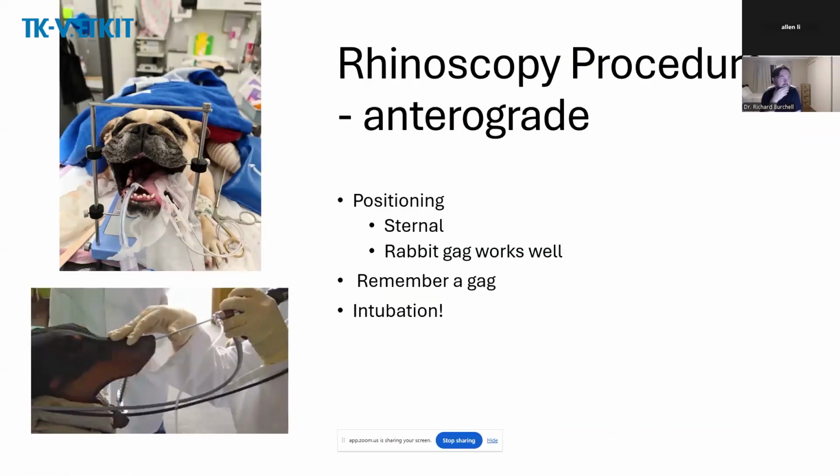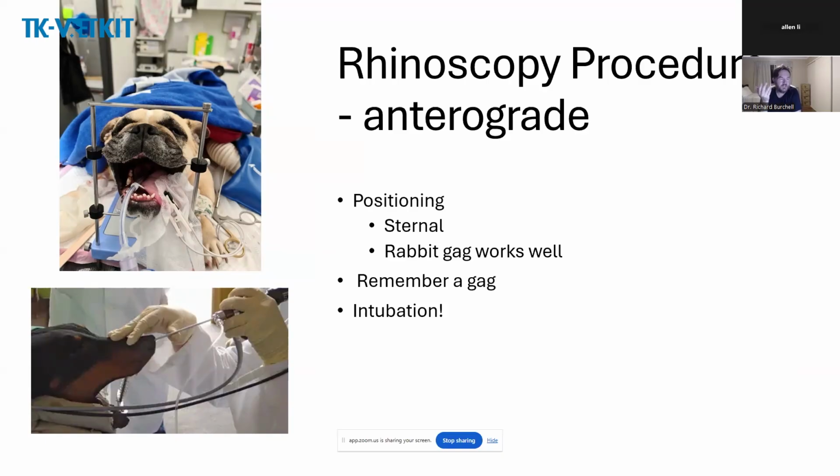Okay, so if we look at the positioning, once again, it's typically the same. And if you look at the bottom left of the image, the Doberman, you'll see that the scope is being inserted into the nose, and you'll see there's a little drip line running into that. And that's the flush. And that flush is very important to keep your lens clean. So think of it like you're driving your car on a muddy road and you've got stuff splashing up on your windscreen the whole time. If you don't have your windscreen wipers going, you're not going to be able to see what you're doing.